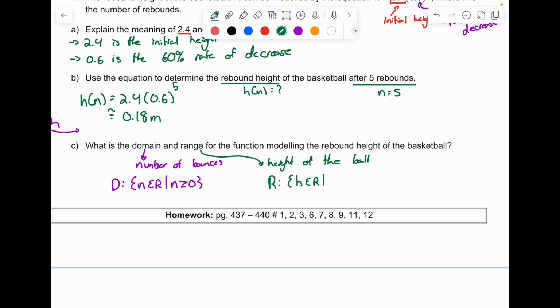Well, in this case, if you think about what you're measuring on your graph, you are starting at your initial, 0 bounces, at 2.4. And then the ball bounces and the height decreases as it bounces at an exponential decay. So 2.4 is your maximum and 0 is your minimum. So you are between 0 less than y less than or equal to 2.4.